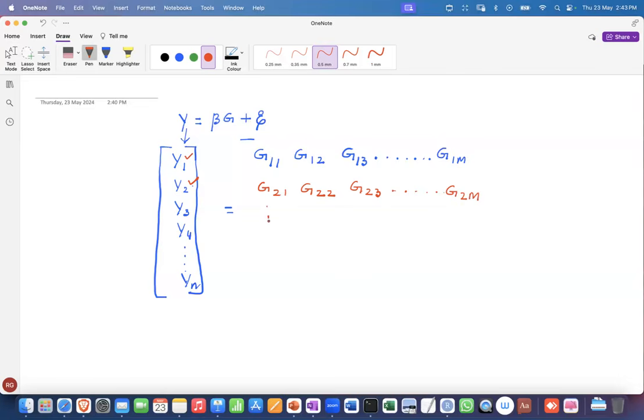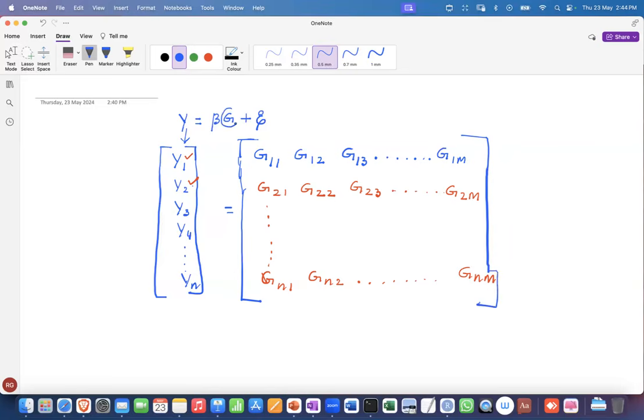And similarly, if you come down, this will go by for the genotype of nth individual for SNP 1, genotype of nth individual for SNP 2, and likewise you can proceed, and this will be genotype of nth individual for the Mth million SNP, right? So this is one matrix that you already have here, right? This is the genotype matrix which I was talking about.